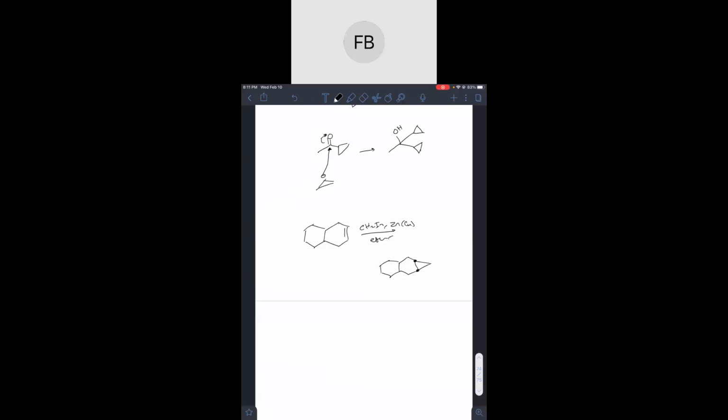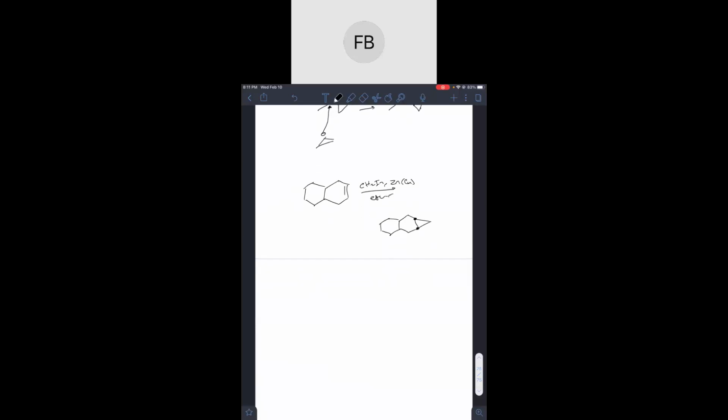And this is not like epoxidation. In epoxidation, you have a double bond and you do the epoxidation, and now you get an oxygen between the carbons. No, this is another carbon being added, right? That must have come from here. There's a CH2 right there. And JD's saying this is the Simmons-Smith reaction. Yeah, it's the Simmons-Smith reaction.